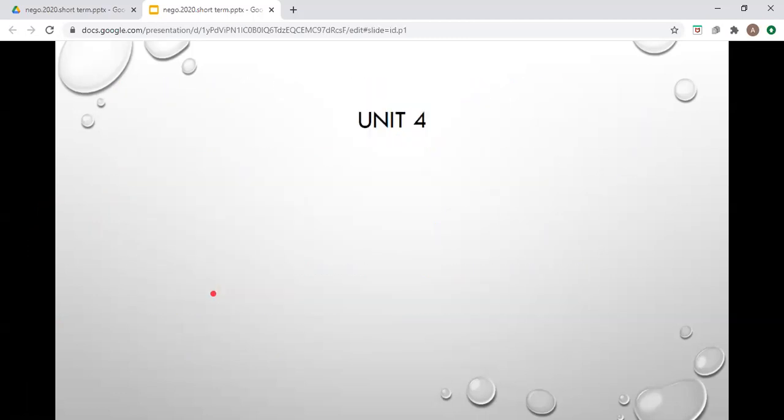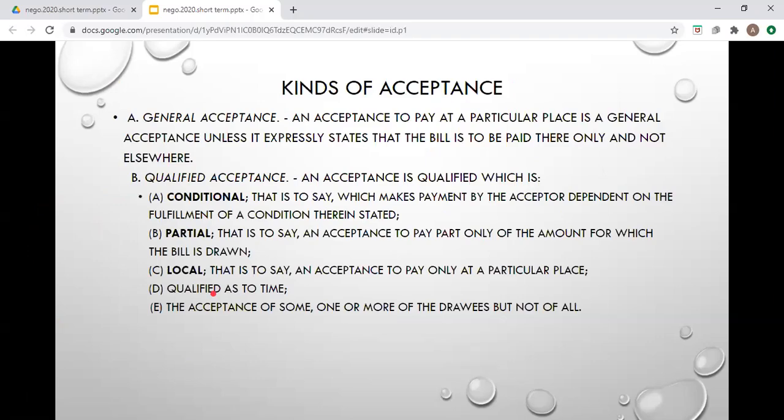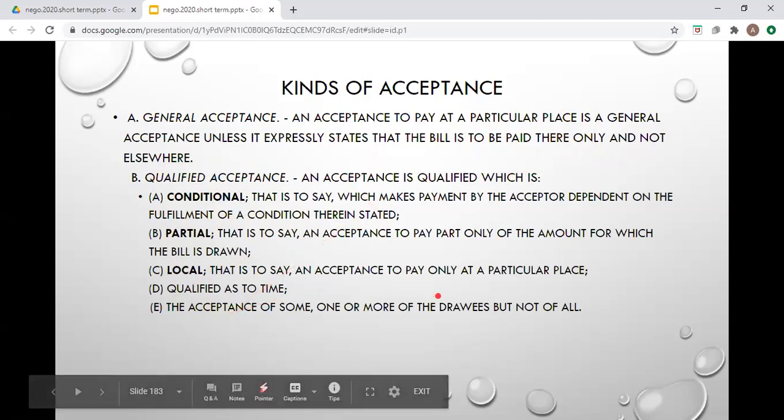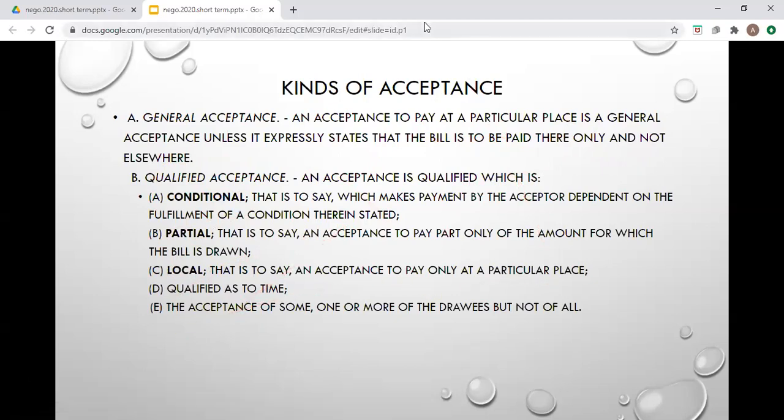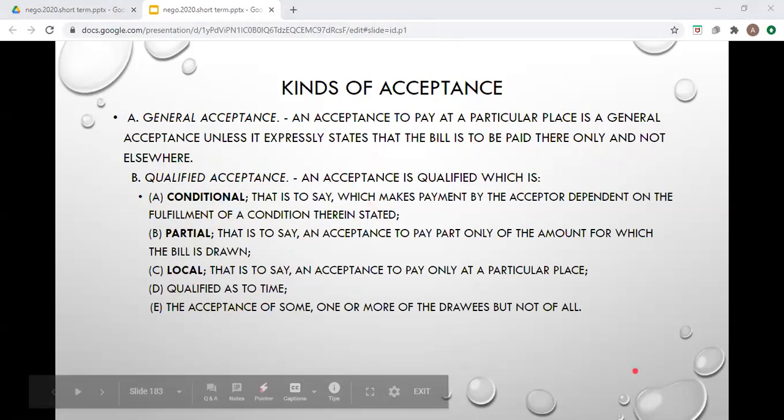Okay, balikan natin yung ito. General acceptance to a particular place is a general acceptance unless it is expressly stated that the bill is to be paid not there only and not elsewhere. Okay? So, ito naman yung mga examples ng qualified. If it is conditional, if it is partial, if it is local, qualified as to time, and then acceptance made by one, some or more of the drawees, but not all. Okay? So, gawa na lang tayo ng illustration dito kasi wala yata akong illustration na naigawa.